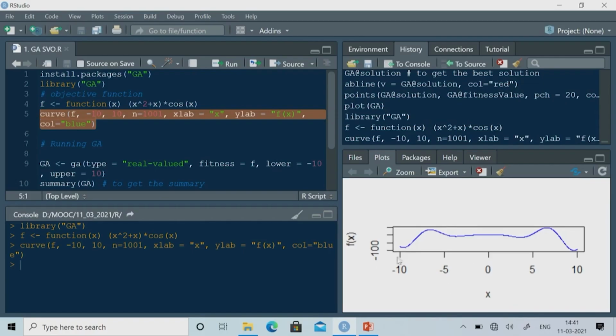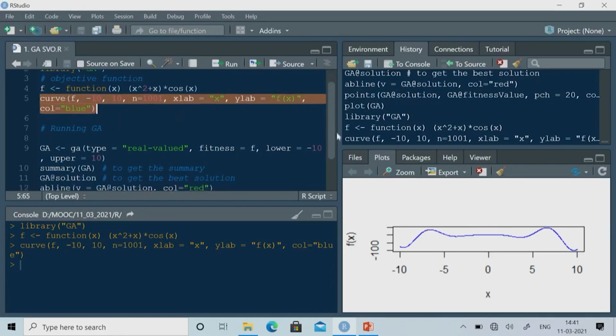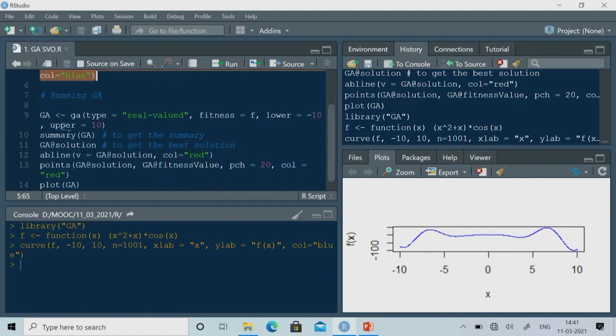So, you can see this is the curve I am getting. The x axis is x and the y axis is f(x), and there are two optimal solutions. These few lines I am just using to plot the function, and then I can apply the genetic algorithm. The genetic algorithm function is ga, and then I have to define some parameters here.